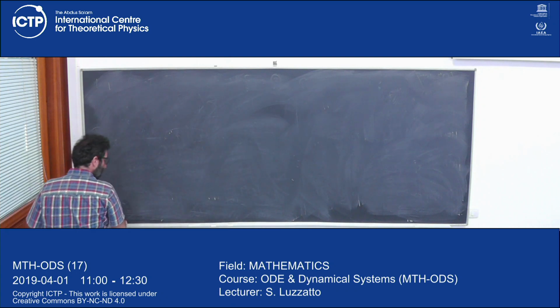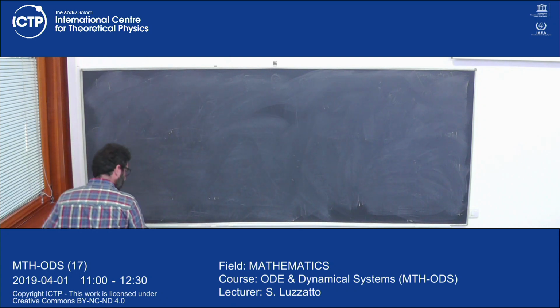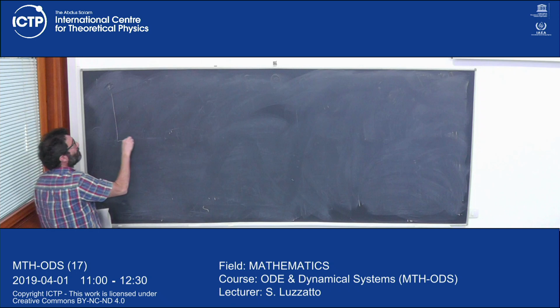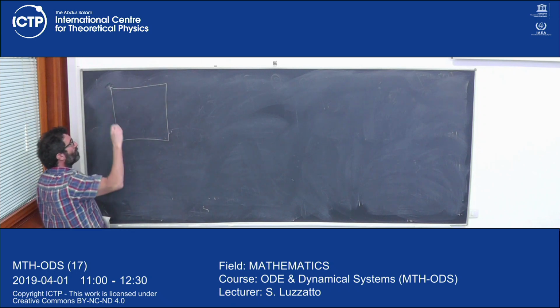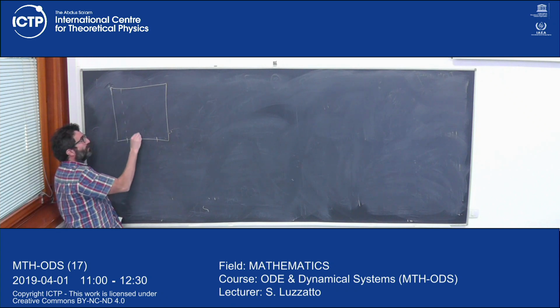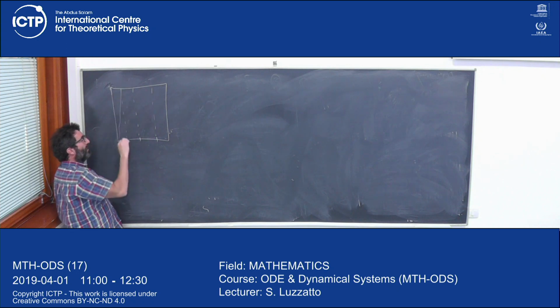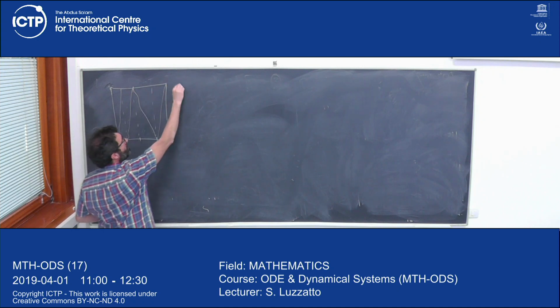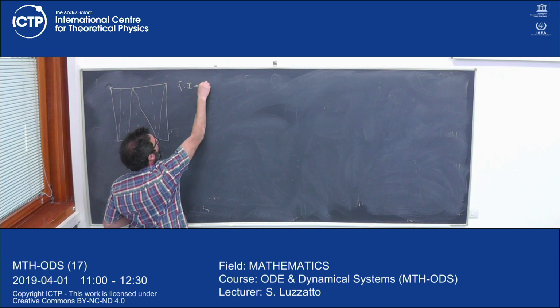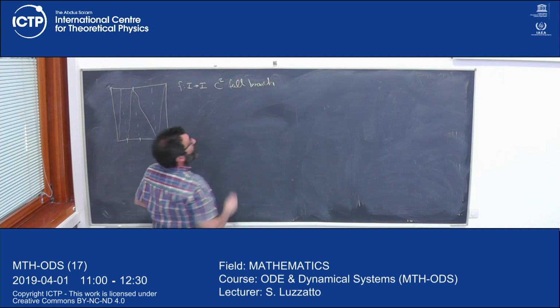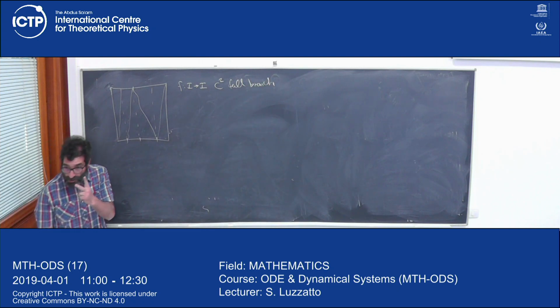So just to give an idea, if you have a full branch map with a finite number of branches, where the derivative is bounded above and below, and the second derivative also, suppose you have some kind of full branch map, f from I to I, C2, full branch. Okay, then what are the two conditions we just said we need?